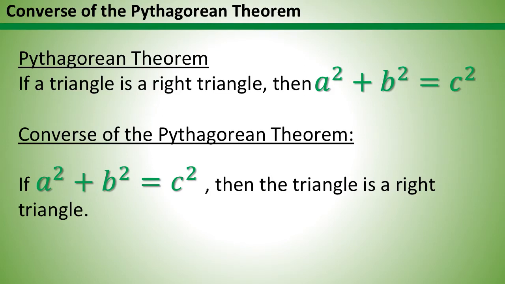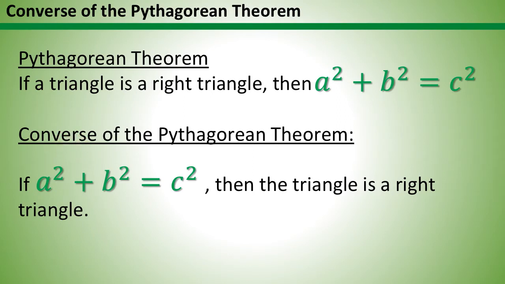So yesterday we said that if a triangle is a right triangle, then we know that a squared plus b squared is equal to c squared, okay? Today what we're going to look at is the converse of the Pythagorean theorem, okay? So converse is just a word for reversing the Pythagorean theorem, okay?